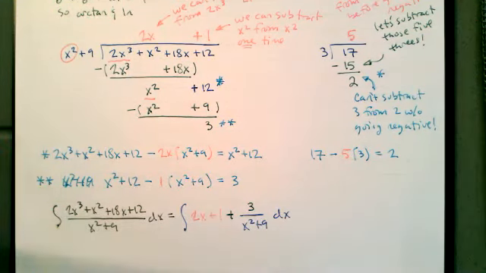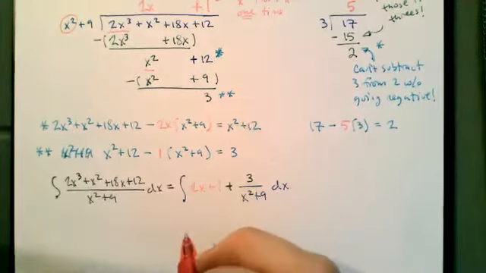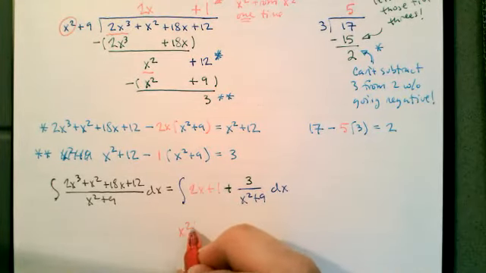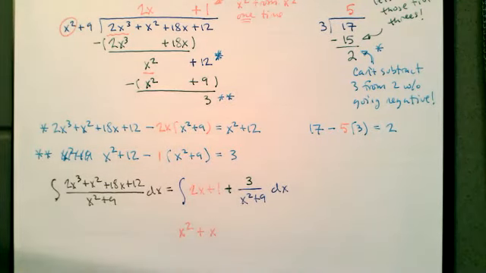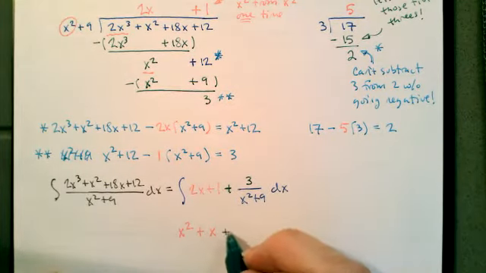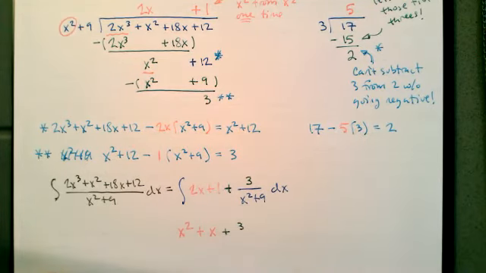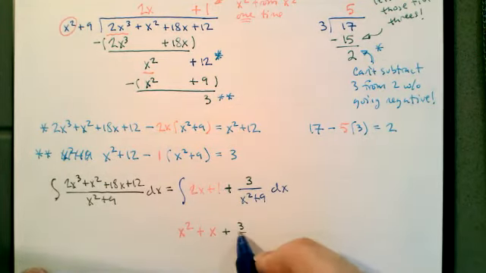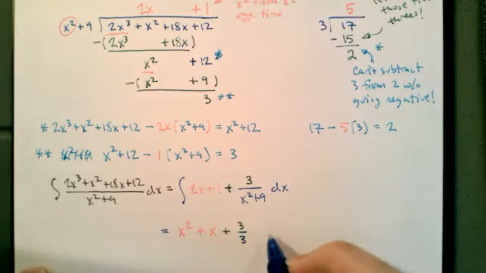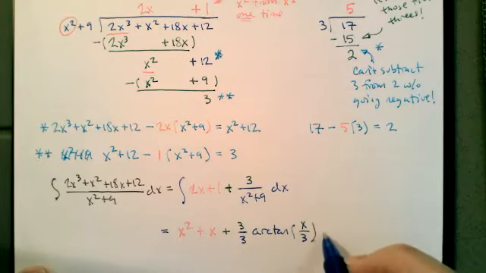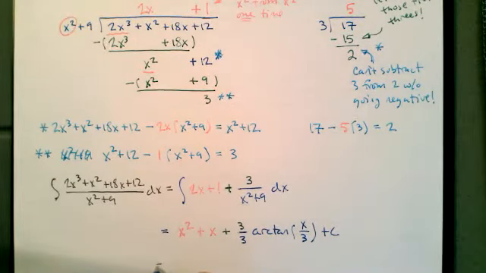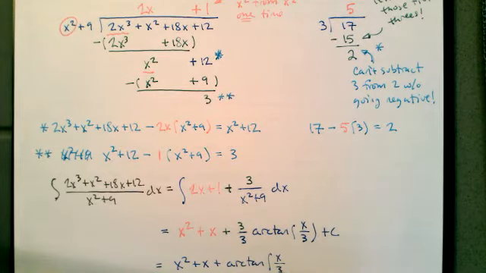So now we can integrate the terms. The integral of 2x is x squared. The integral of 1 is x. The integral of 3 over x squared plus 9 is 3 over 3, which will simplify, arctangent of x over 3 plus c. So for a final answer, we could say it's x squared plus x plus arctangent x over 3 plus c.